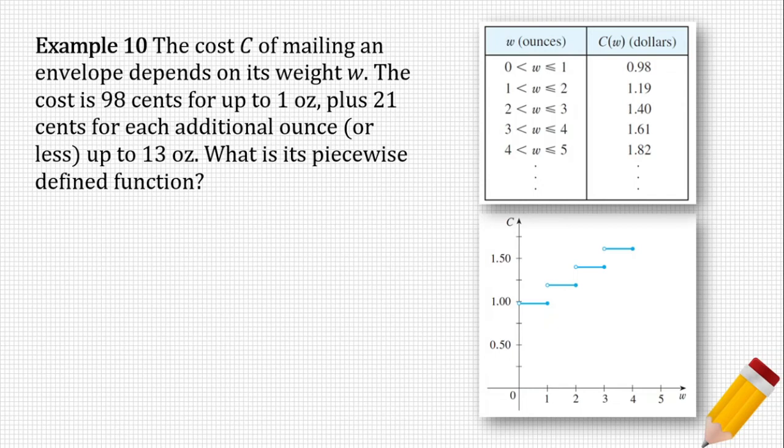The rule that the U.S. Postal Service used as of 2015 is as follows. The cost is 98 cents for up to 1 ounce, plus 21 cents for each additional ounce or less, up to 13 ounces. The table of values shown in the margin is the most convenient representation for this function, though it is possible to sketch a graph.